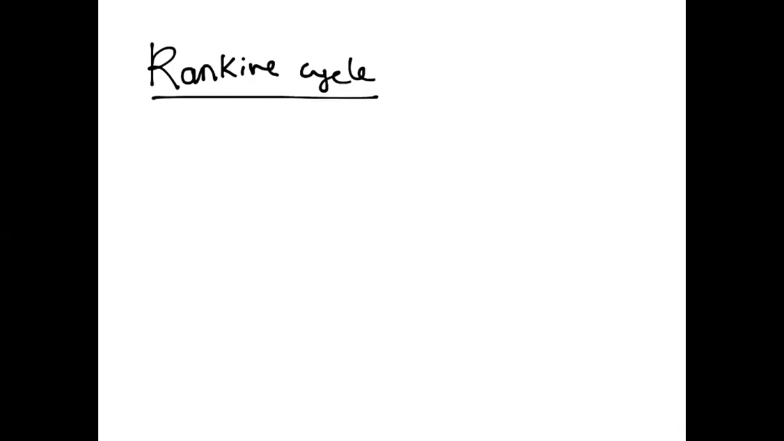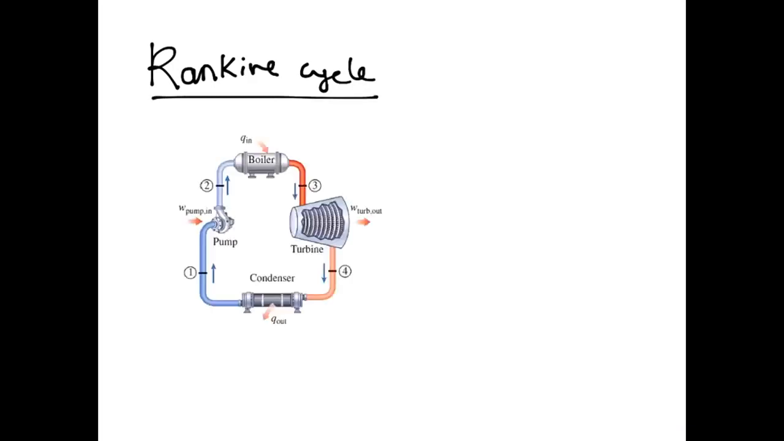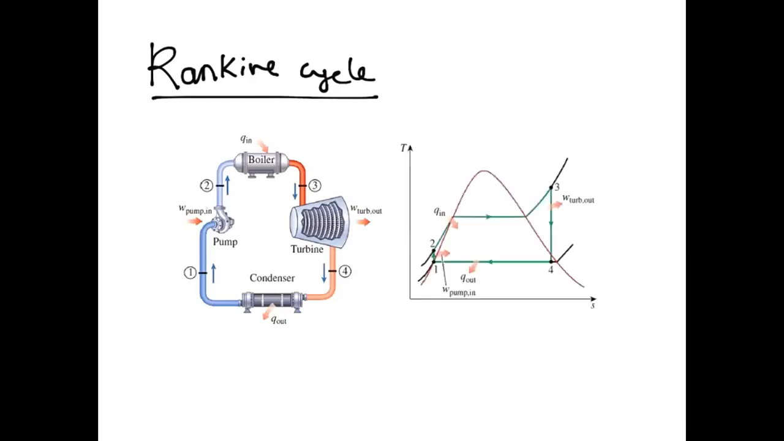So, for instance, we have to introduce the Rankine cycle. The Rankine cycle deals also with a boiler, a turbine, a condenser, and a pump. If you remember, a Carnot cycle looks something like this, and it was working in the region of saturation, which is not very practical.